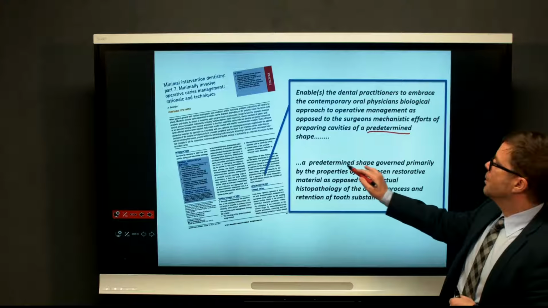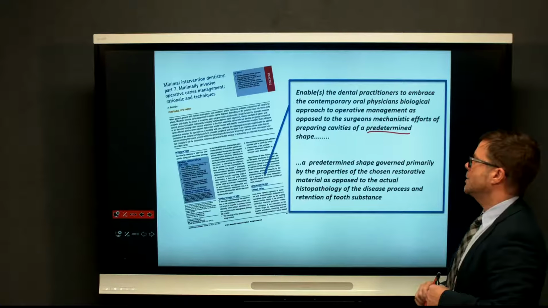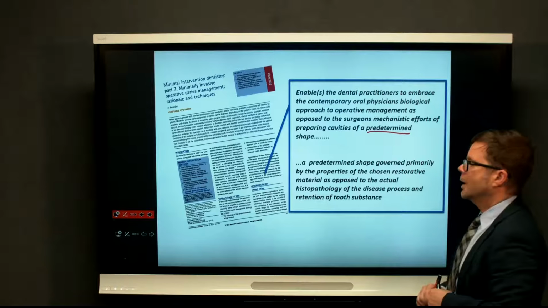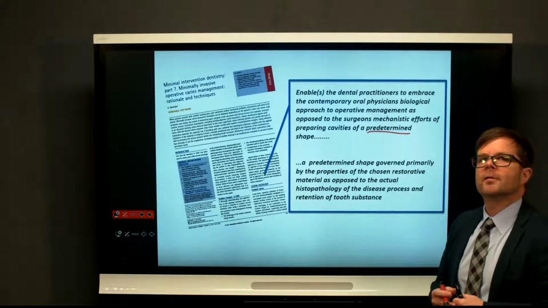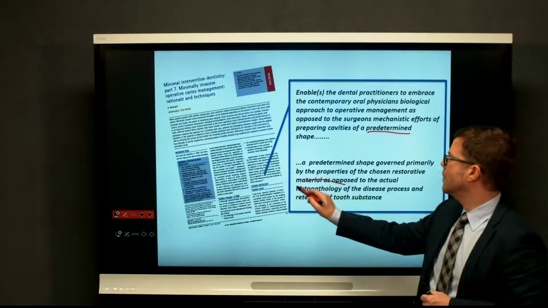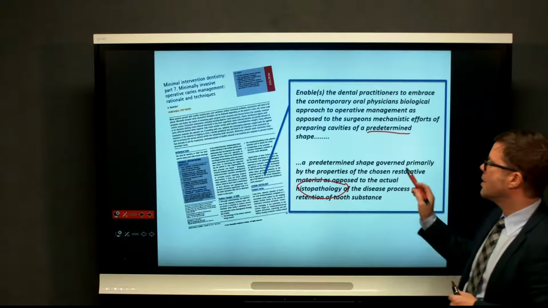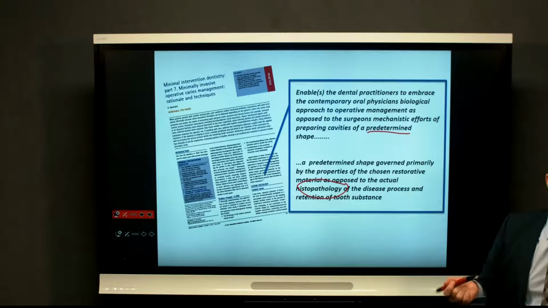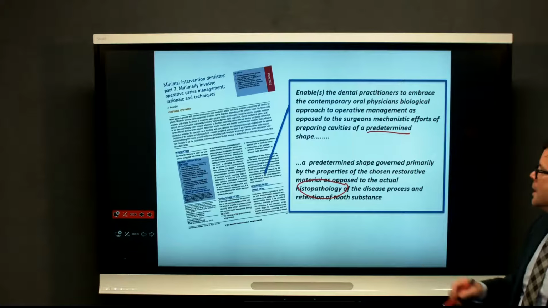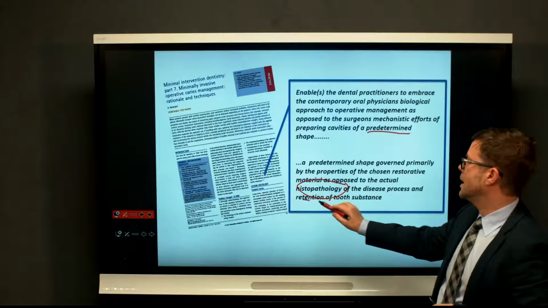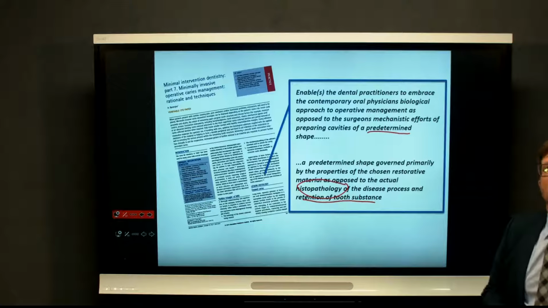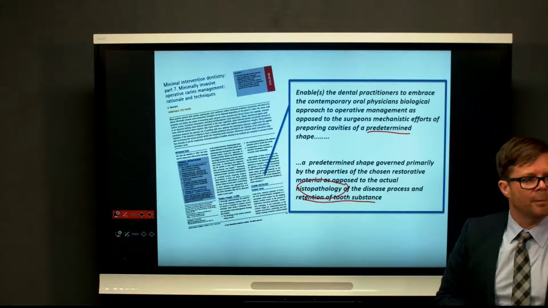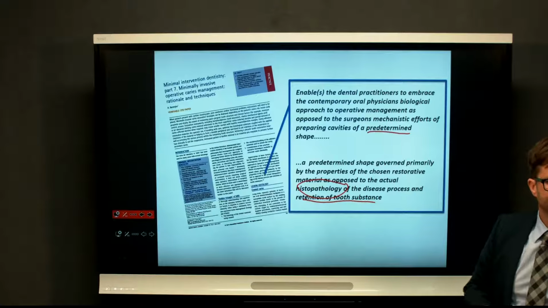So putting aside this predetermined shape allows us to choose an approach to cavity design which is based on the histopathology of the disease, rather than what we have to do in order to keep the restorative material in place. And what this does is allows us to retain more tooth substance than we would have perhaps in the past.